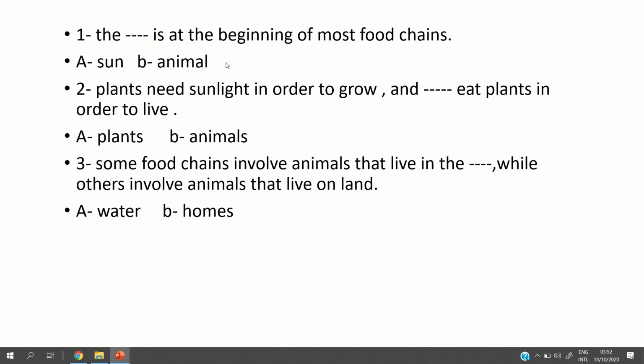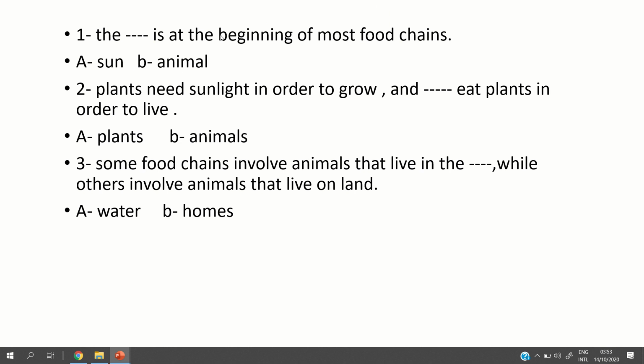If the food chain starts with the animal, so what about the plant? What is the function of the plant? And the animal can eat what? So the food chain must start with the plant, but who helps the plant to make its food? Who helps the plant to grow? The sun. So the sun is at the beginning of most food chains.